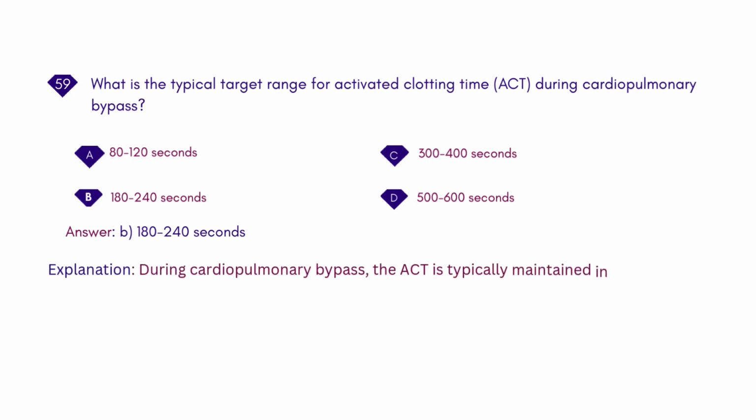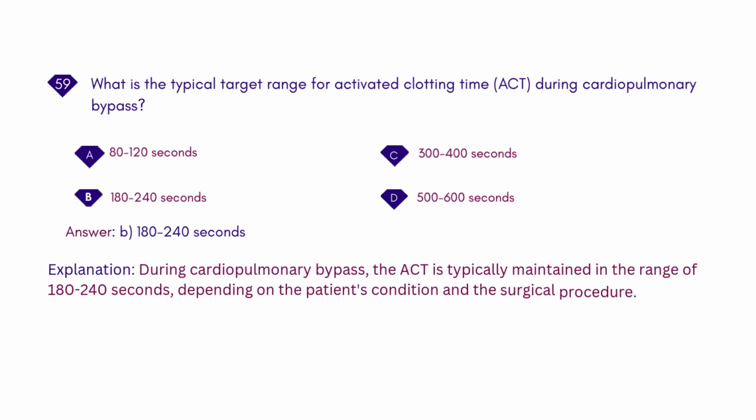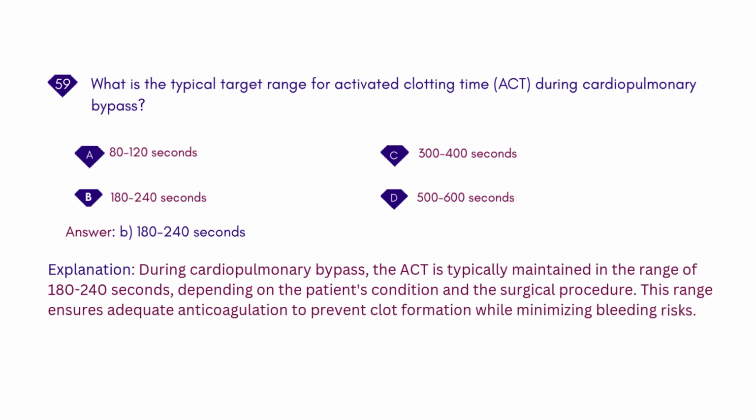Explanation: during cardiopulmonary bypass, the ACT is typically maintained in the range of 180 to 240 seconds, depending on the patient's condition and the surgical procedure. This range ensures adequate anticoagulation to prevent clot formation while minimizing bleeding risks.